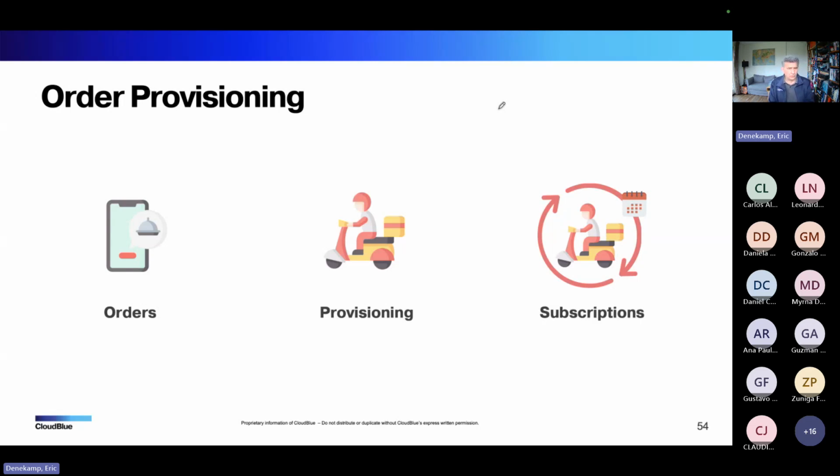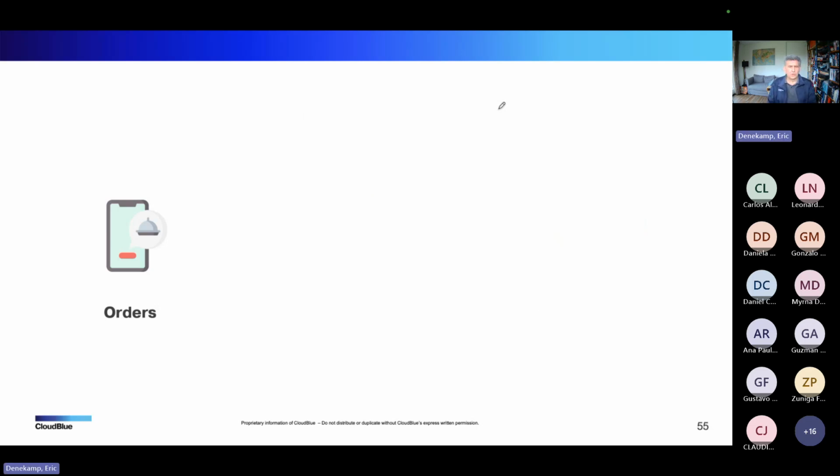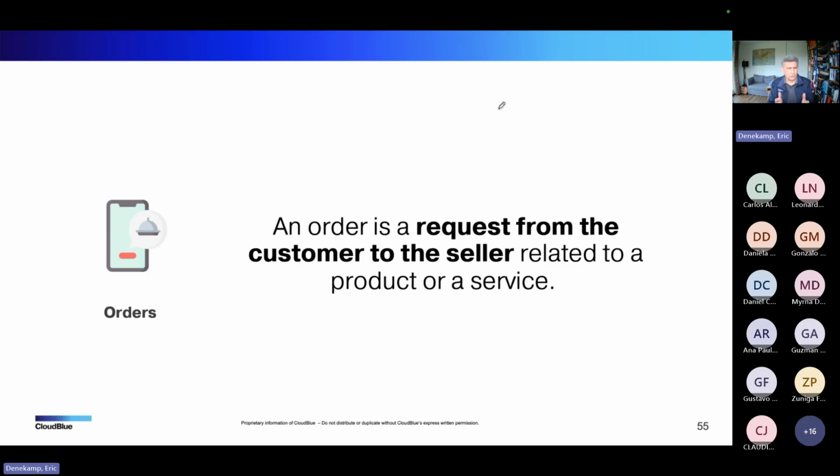And like I said already, I gave it away at the initial one. Subscriptions will be subscriptions. So an order, what is an order? An order is a request from the customer to the seller, not to the vendor, to the seller. And that is his first upstream seller. Behind the scenes, there might be another level and another level before you reach the vendor. That's up to the platform and up to the configuration.